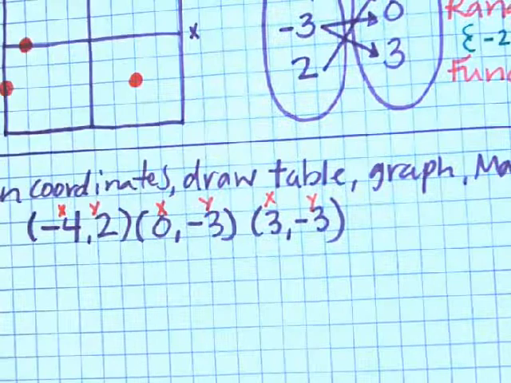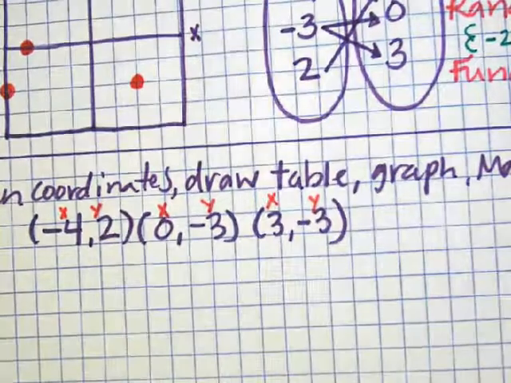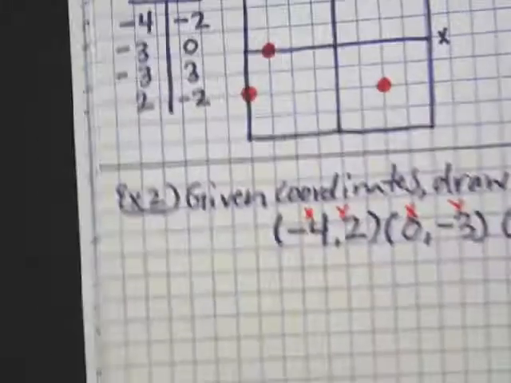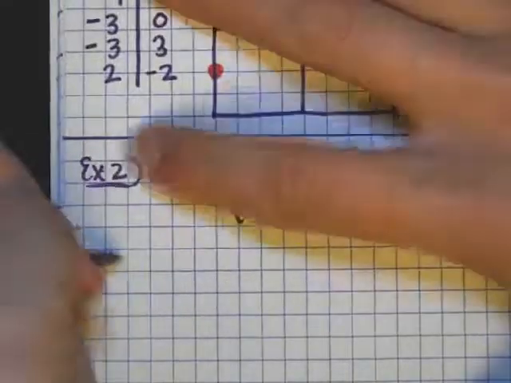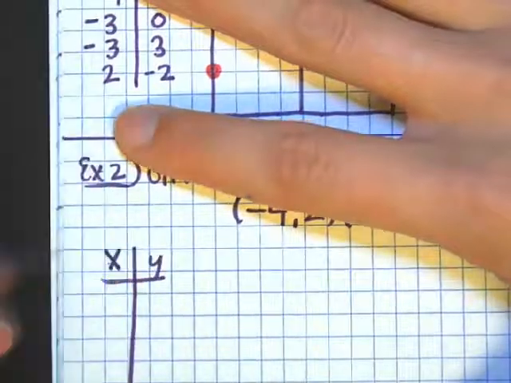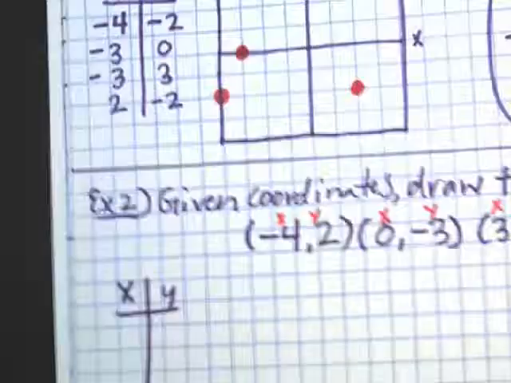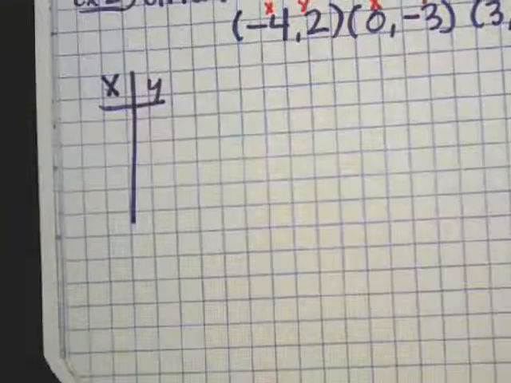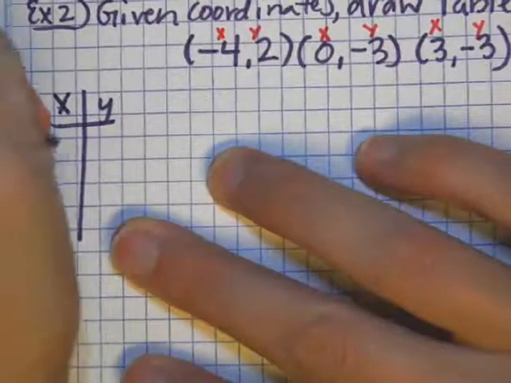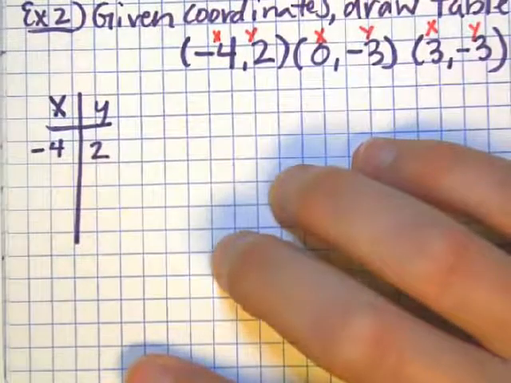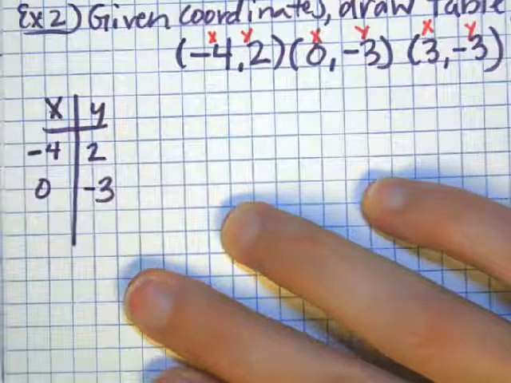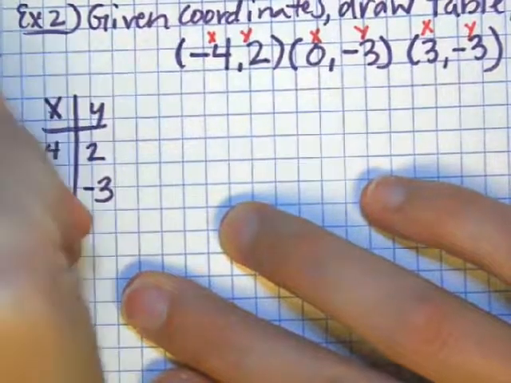And it's the same thing when making a table. Anytime you make a table, you always make the x column first. Okay, so my table is going to be x and y column. I'm running out of room here. There we go. Okay, so x and y column. So my first ordered pair is -4, 2. Then I have 0, -3, and then 3, -3.